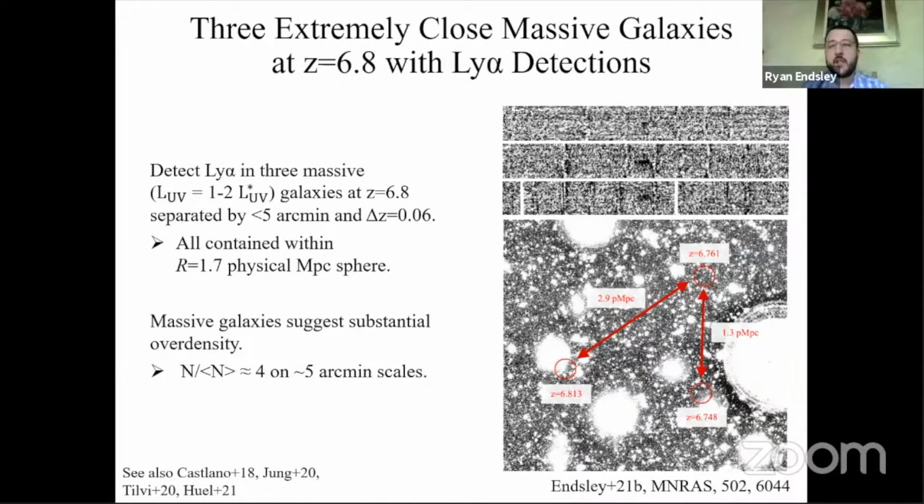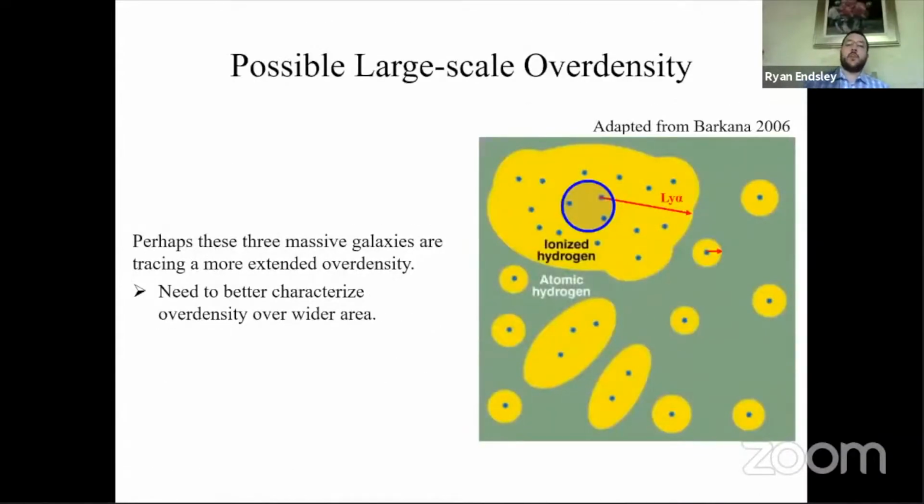And just based on these massive galaxies, the number counts compared to what we have from the luminosity function suggest that these galaxies are tracing an overdensity of about 4 times the number of galaxies on 5 arc minute scales, 2 physical megaparsecs, if you want to think about it that way. So the question then becomes, are we seeing perhaps one of these instances where these 3 galaxies are residing within a more extended, larger density that's powering this very large ionized bubble?